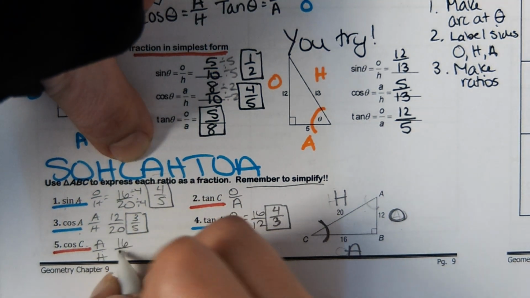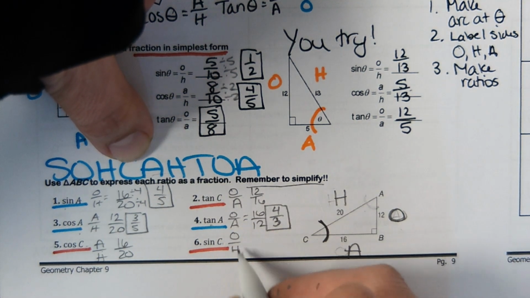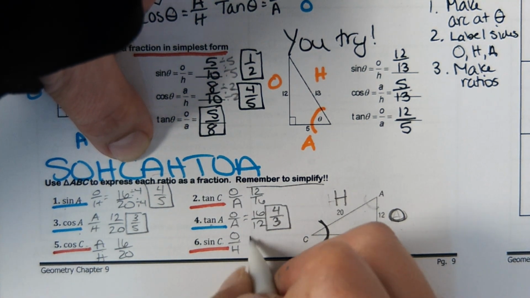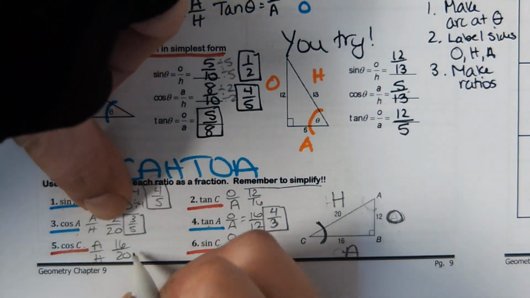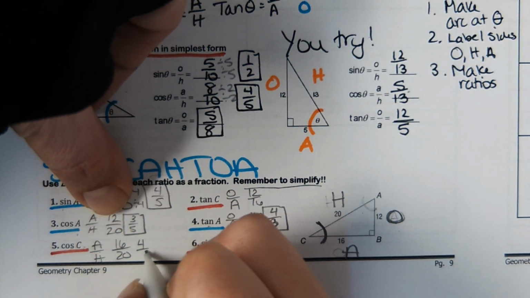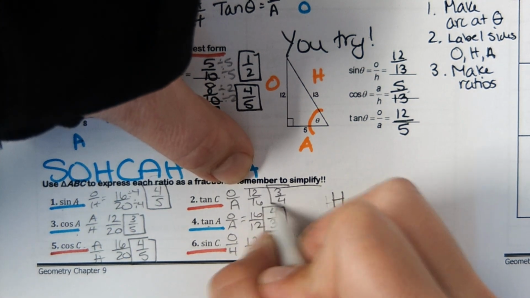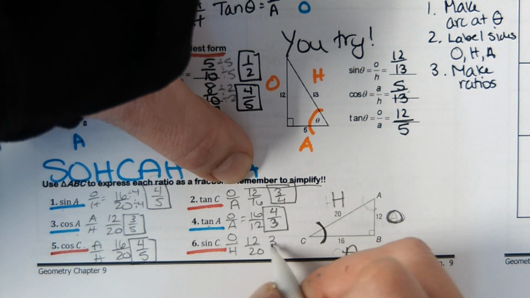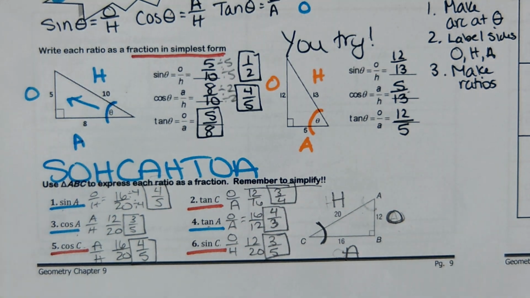And I just pulled it right from here, and then I can do my ratios. So 16 over 20, O over A, 12 over 16, O over H, 12 over 20. And then simplify, divide by 4, I get 4/5. Divide by 4, I get 3/4. And then I get 3 over 5 here. That's that.